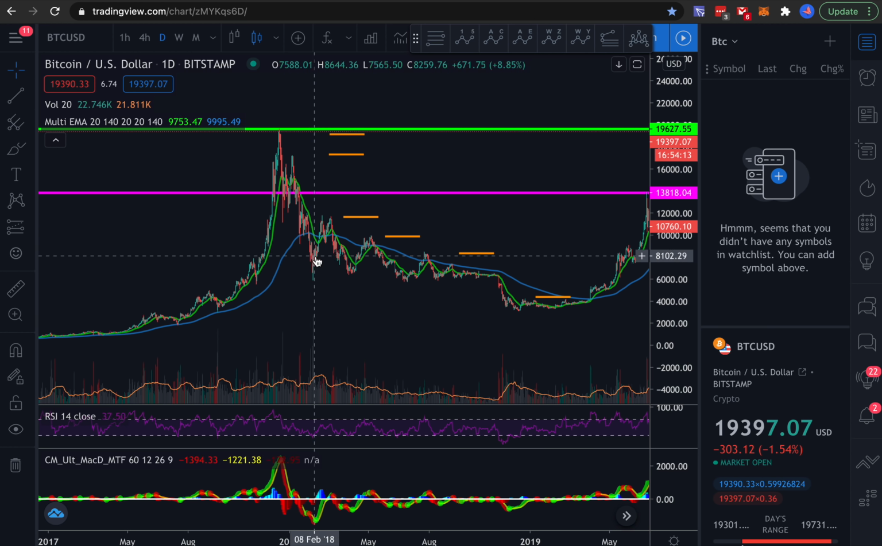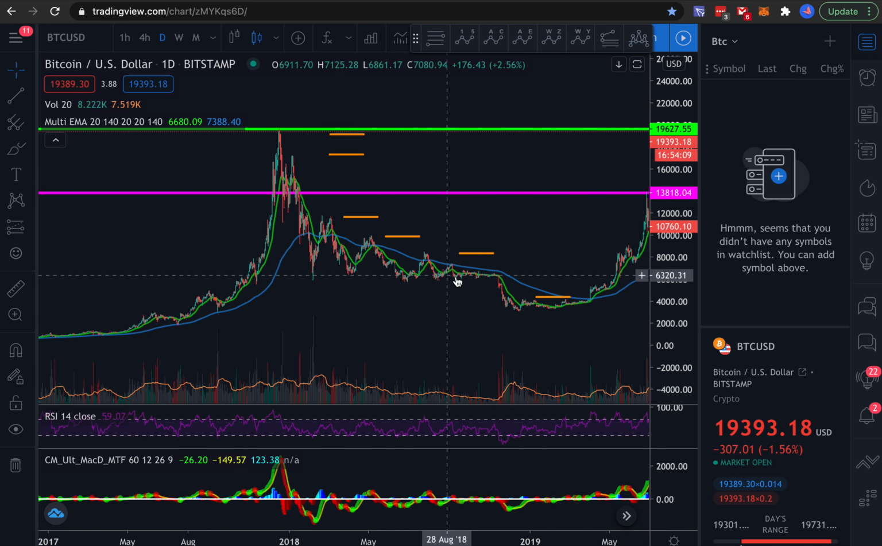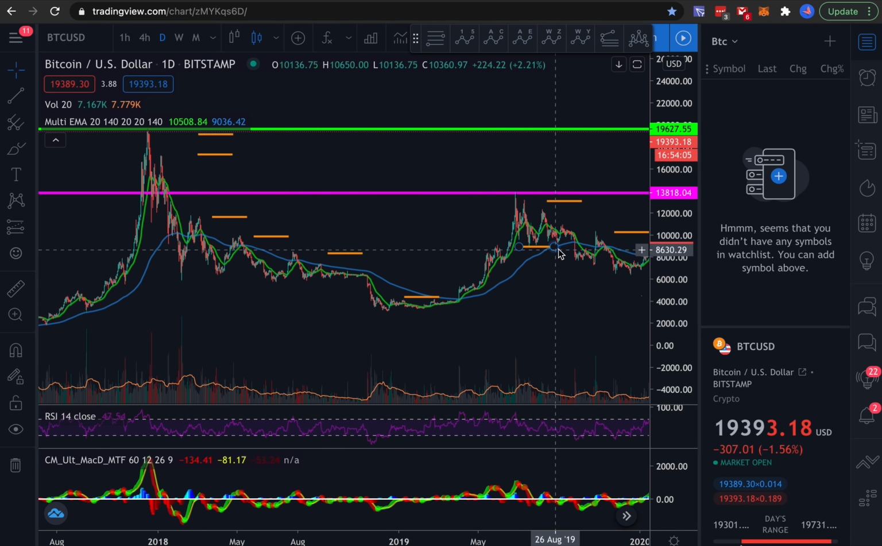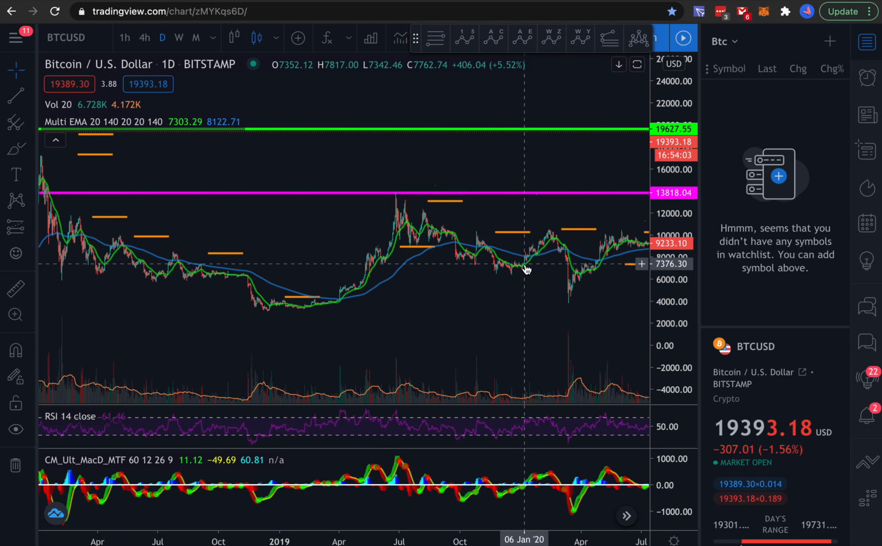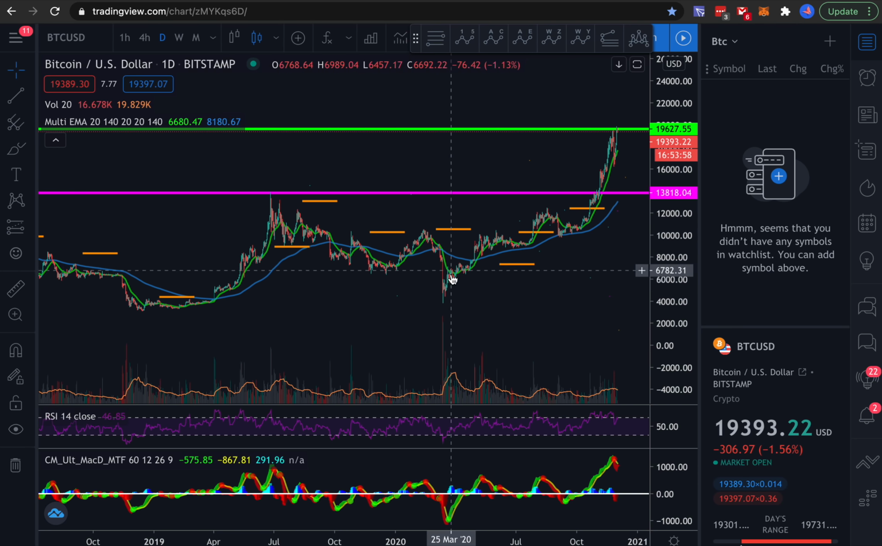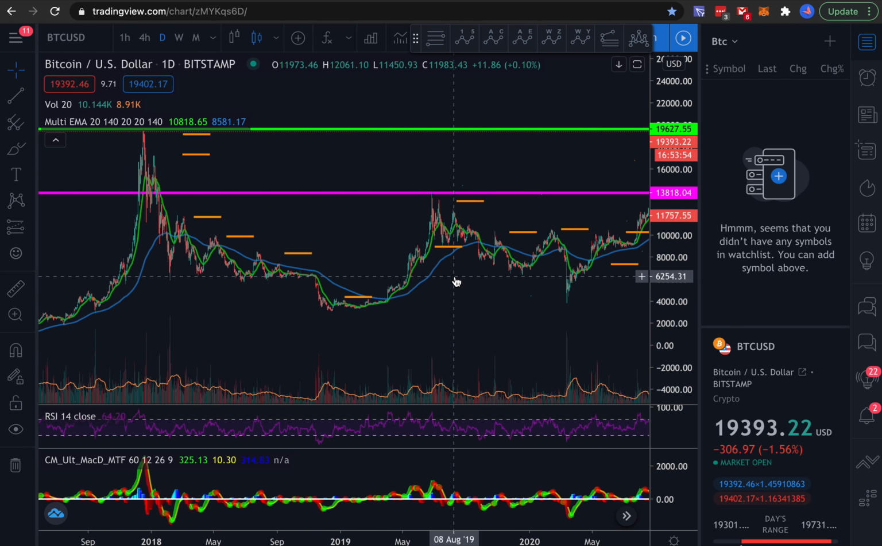So here you would buy, here you would buy, you would be able to buy somewhere here. Then you would not buy here, but here, here, here, and yeah, that would be the last time you would actually buy Bitcoin with this strategy. So that's one strategy that you can actually implement.